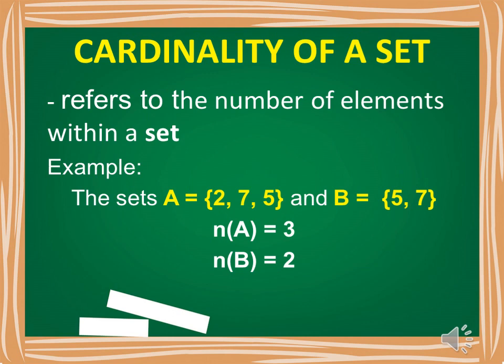Another important term that we need to take note of when we talk about sets is the cardinality of a set. Take note of the word cardinality of a set. This refers to the number of elements within a set. In this example, set A has 3 elements, and B has 2 elements. In symbol, we write the cardinality of set A as this, which is equal to 3, and the cardinality of B, which is equal to 2. I think that's very easy to remember.